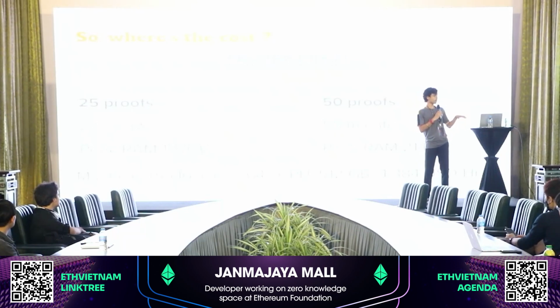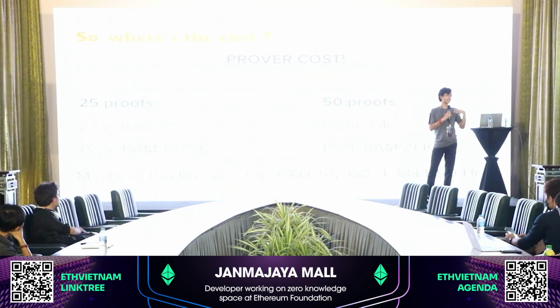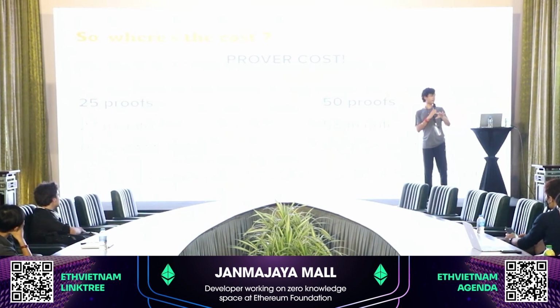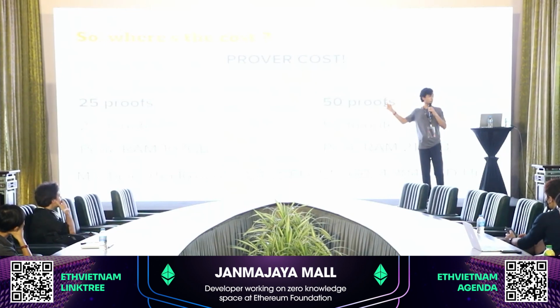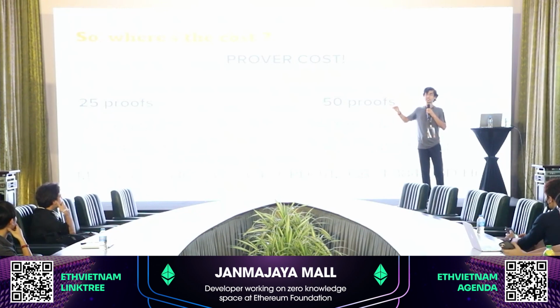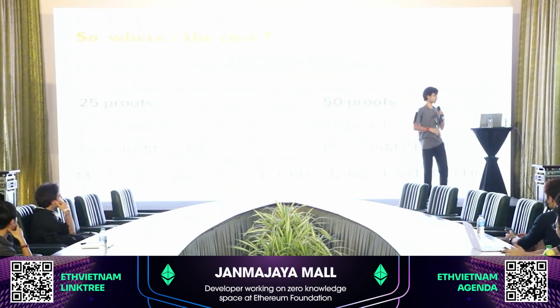So as you can see over here, for 25 proofs, it takes 27 minutes on a pretty beefy machine with a peak RAM of 107 GB to build an aggregation circuit. For 50 proofs, it takes an hour. So it's still an expensive thing.